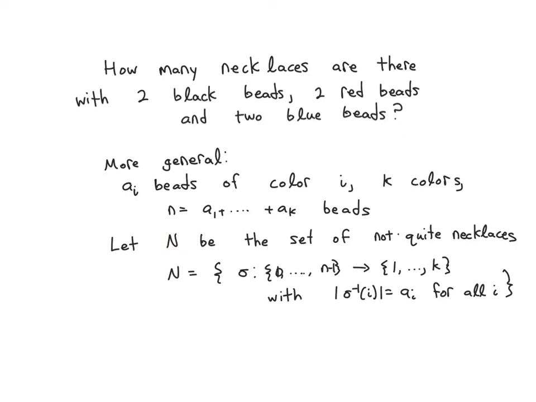So we're going to let X be the set of what we're going to call not quite necklaces. So here, orientation is going to matter. So this is the case where now we decide that if you rotate, you actually do get a distinctly different necklace. Or if you flip, you actually get distinct necklaces.